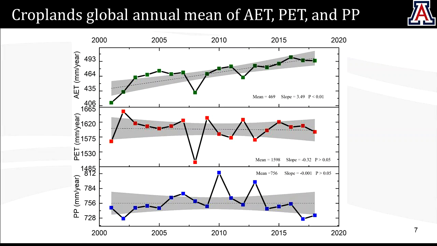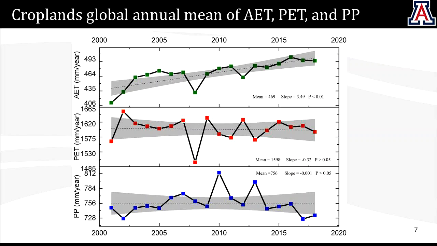We further focused our trend analysis on croplands due to their importance for food production. The trends of AET, PET, and PP in croplands were calculated, which is shown in this figure. For croplands, the average global means of AET and PET are 2 and 5 times more than that calculated over the entire global lands respectively. While there is no significant trend in croplands PET and PP, actual ET demonstrated a significant increasing trend during the last 18 years studied here.